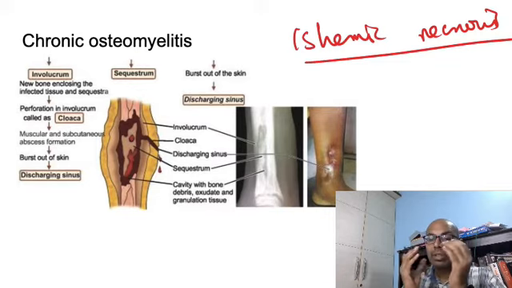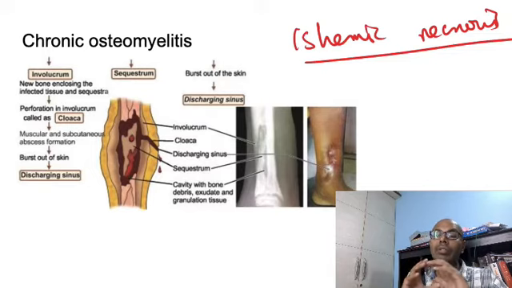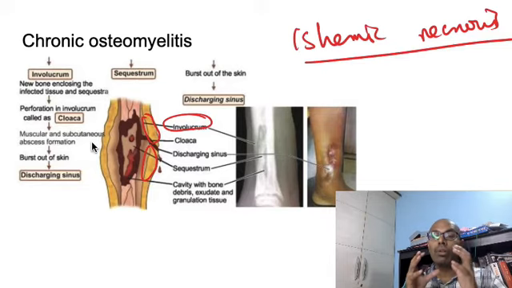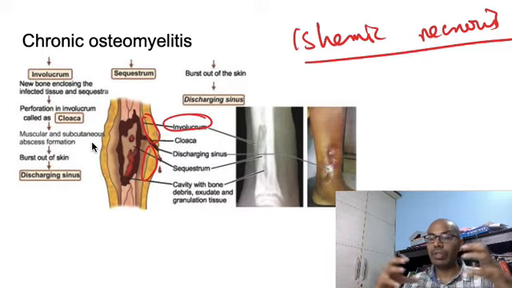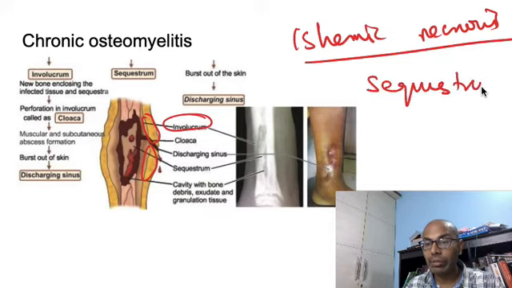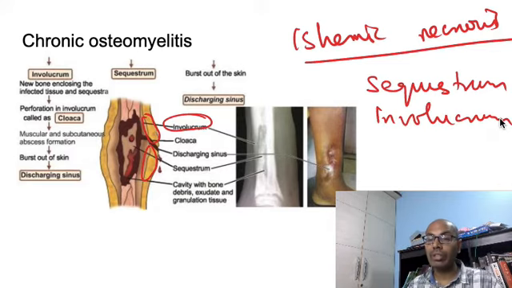So sequestrum is a piece of dead bone which is surrounded by granulation tissue. That is the definition of sequestrum. Then new bone formation tries to wall off the infection and keep it there, and that is called involucrum. New bone formation walls off the infection, keeps the sequestrum and its granulation tissue in its place, and prevents further spread of the infection. So the first term to remember is sequestrum, a dead piece of bone surrounded by granulation tissue. The second is involucrum, the attempt at new bone formation around the sequestrum.